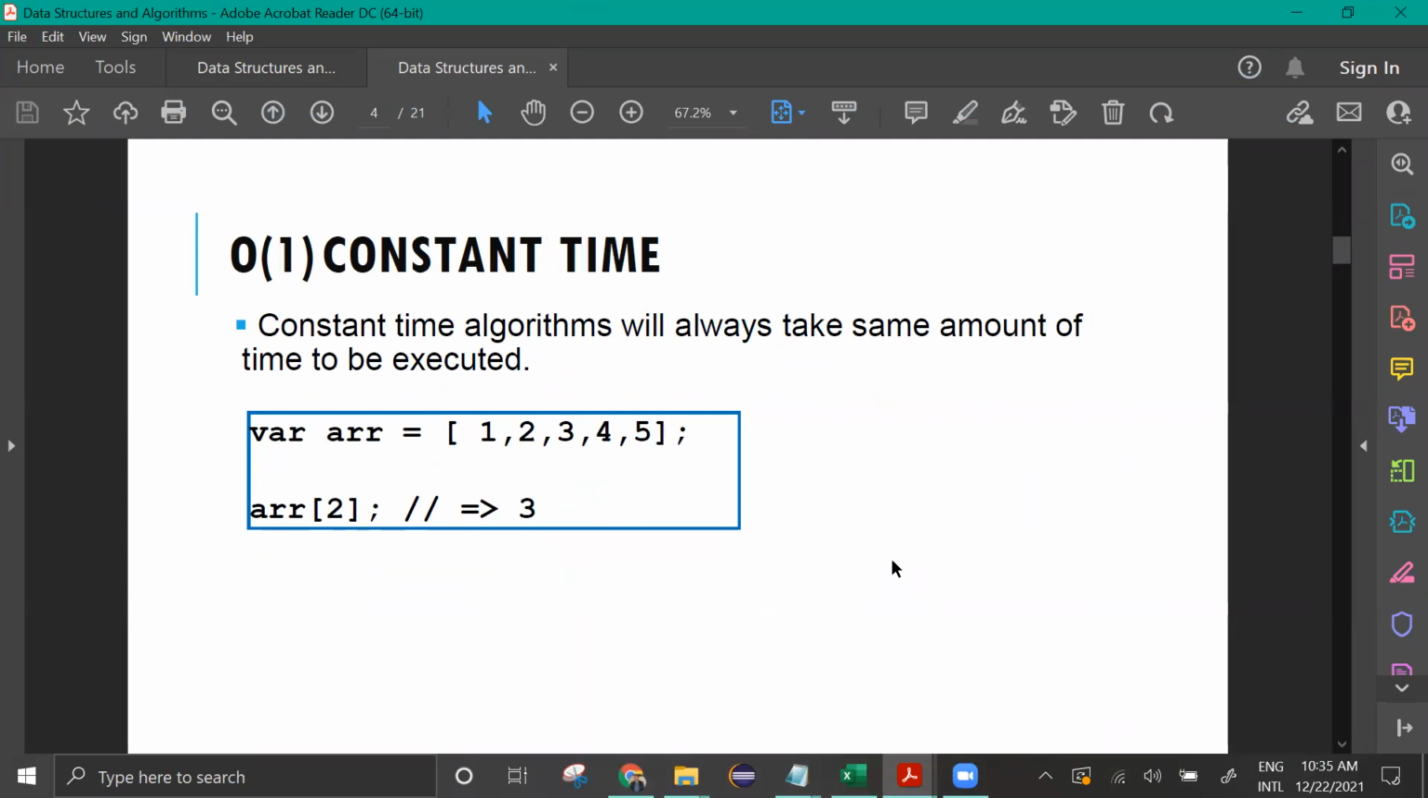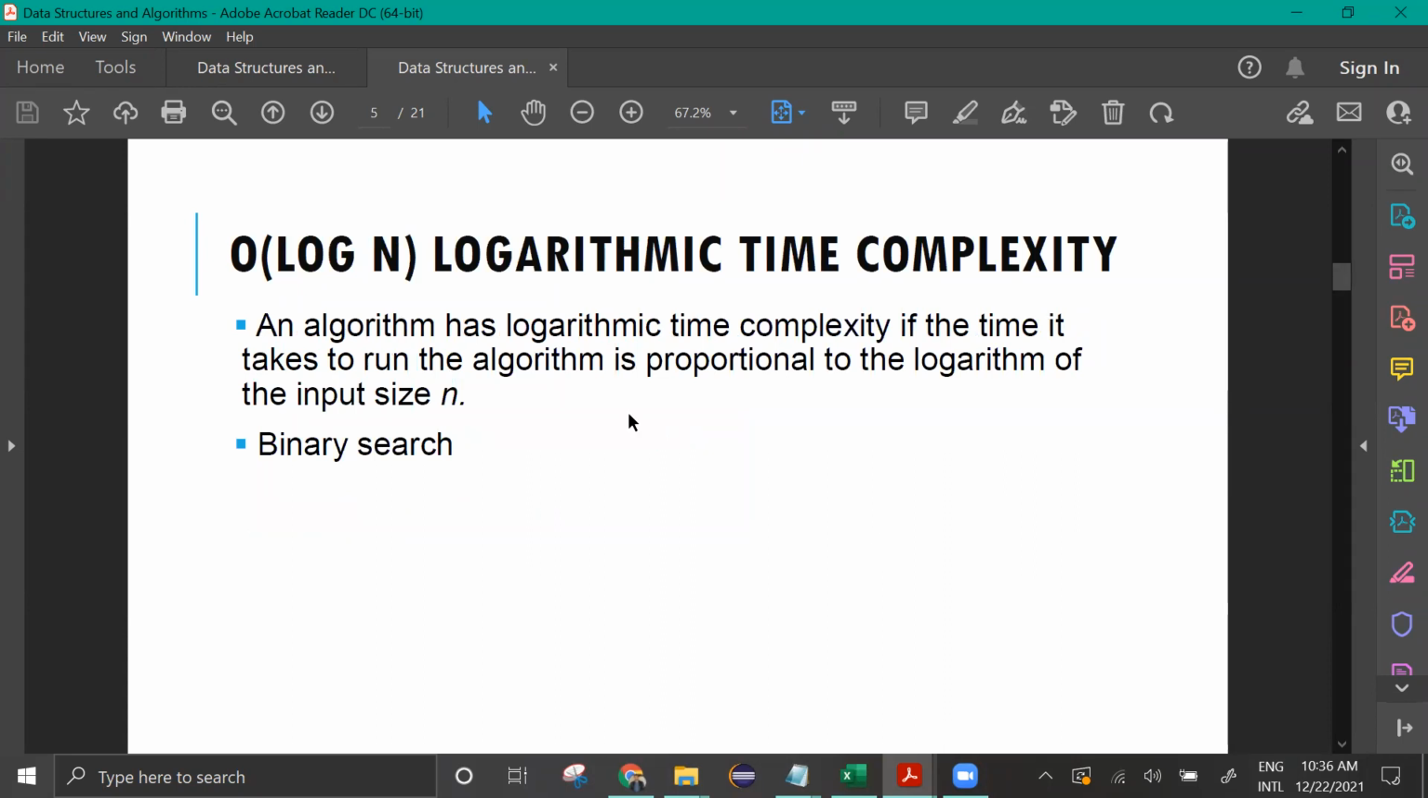So the constant. One example is, I told you, right? We have an array. If we just access one element using the index, the algorithm will always take the same amount of time to be executed, right? Even if the array size is different, this would always take the same constant time. So constant time. We talked about this one.